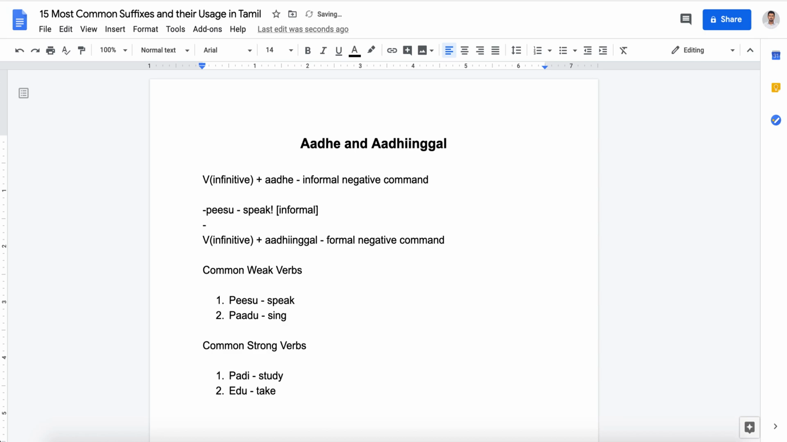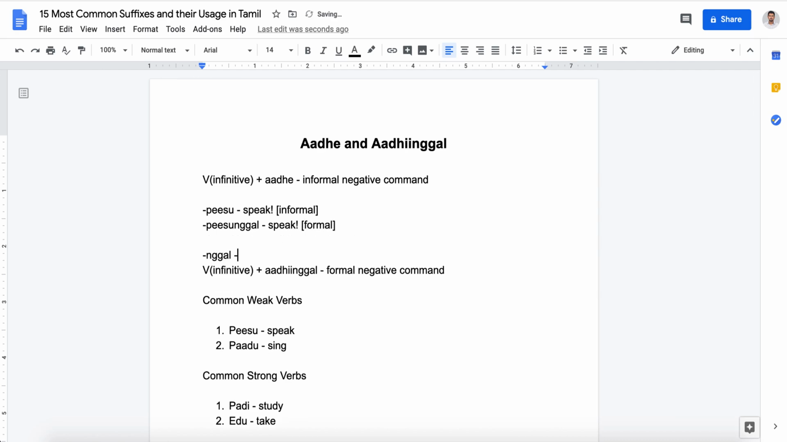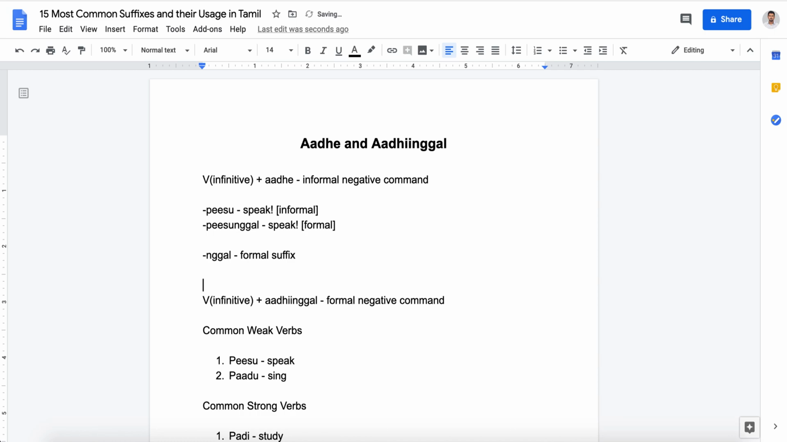Now if you say பேசுங்க, we use ngga to make it formal, the formal positive command. பேசுங்க means speak formally. So ngga is the formal suffix, and you can use it with any verb to make a formal positive command. பேசு, speak informal; பேசுங்க, speak formal.